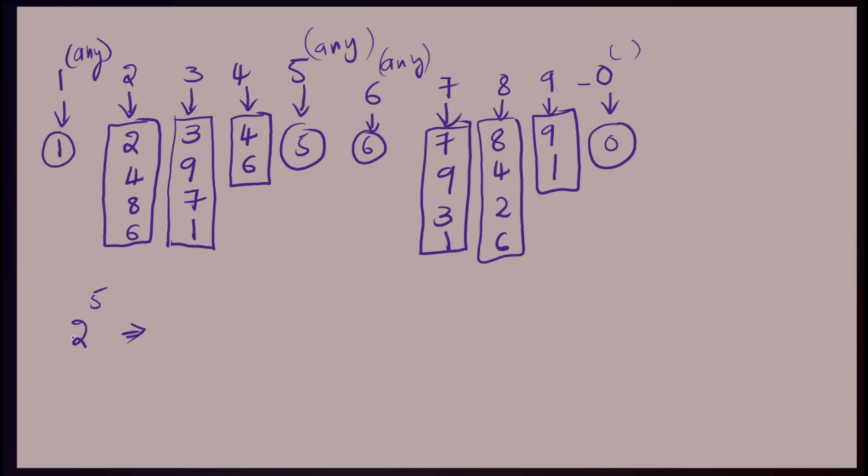So 2 power 5 is nothing but, this is 2 power 1, 2 square, 2 cube, 2 power 4, and this will be again 2 power 5. So 2 power 5 units digit is again 2. What if I ask you 2 power 7? The units digit is 2 power 1, 2, 3, 4, 5, 6, 7. So you'll get 8. So 2 power 7 units digit is 8.